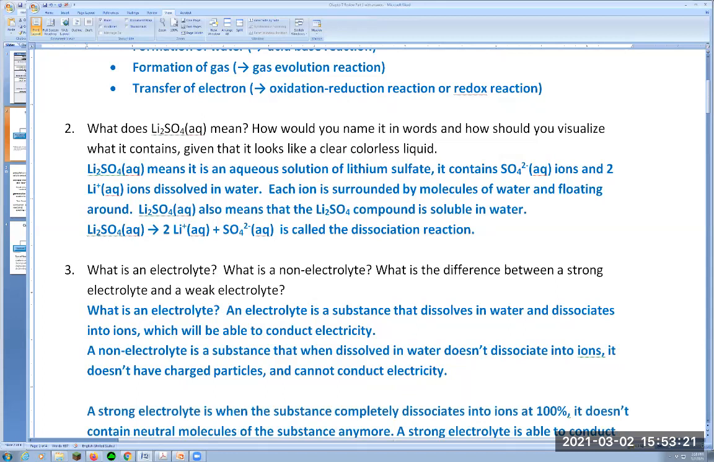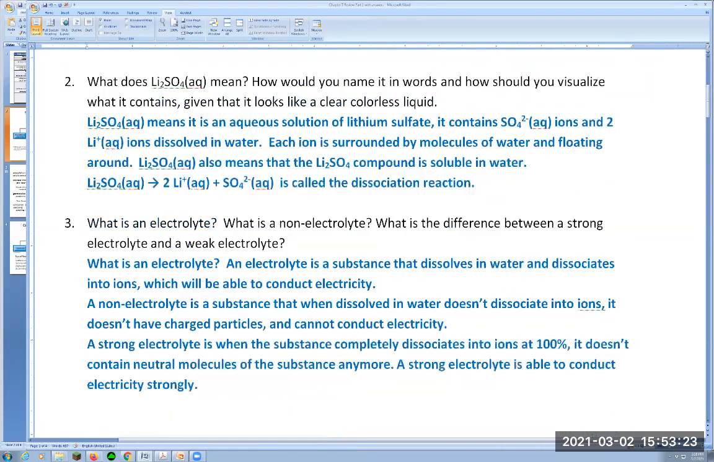So what is a strong electrolyte? A strong electrolyte is when the substance completely dissociates into ions at 100%, right? It does not contain neutral molecules of the substance anymore, right? It's completely becoming ions in the water. And so all these charged particles will be able to conduct electricity very well. And so that's then a strong electrolyte, because it's able to conduct electricity very strongly.